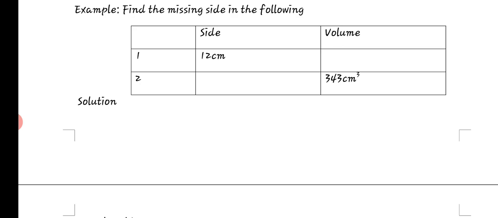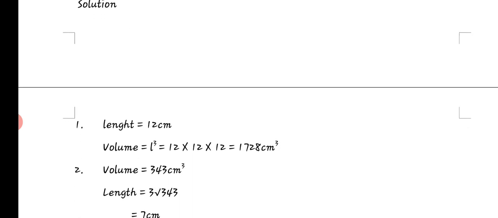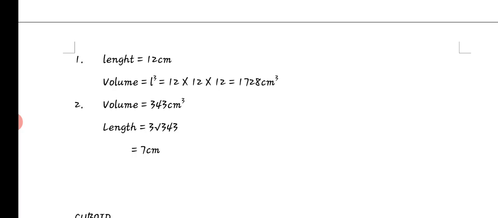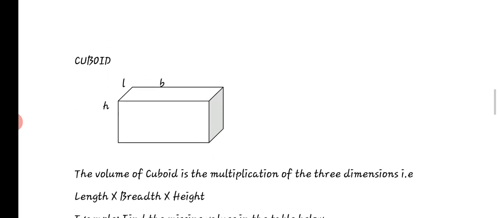No side is given in number 2, but we know the volume. The volume is 343 centimeter cube. So we want to find the sides. That means to find the side, when the volume is given, you are going to find the cube root of that volume. Because it's that cube root that will give you the same value for the 3 sides. So the cube root of 343 is 7. When you multiply 7 times 7 times 7, it will give you 343. So when a volume is given, it is the cube root that you find that will give you the side of the cube.